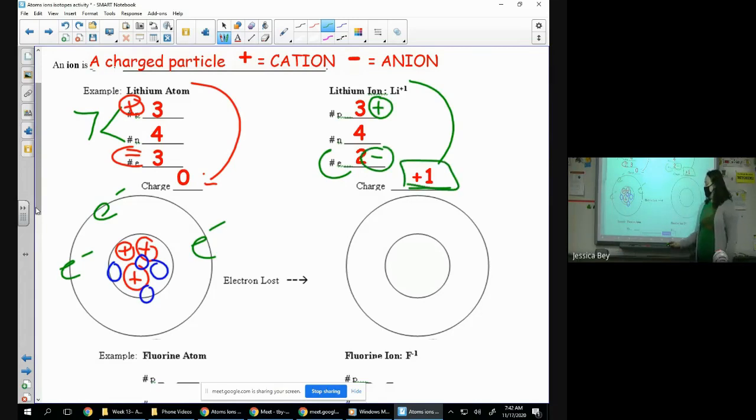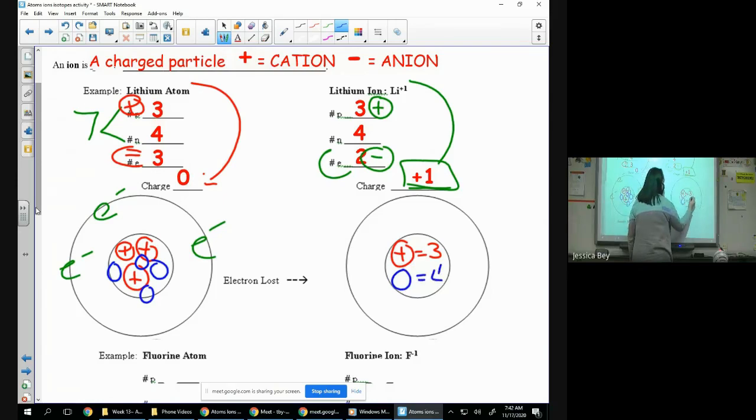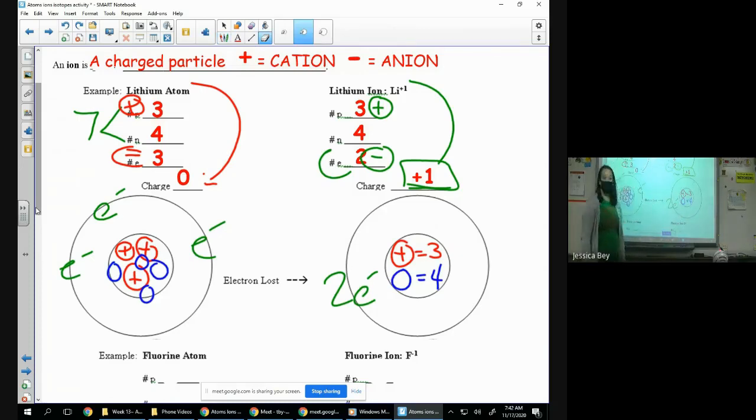I want to show you another way you can do the nucleus because it will get very annoying to draw all of them. If you would like, you can say, how many of these guys do I have? I got 3 of them. How many neutral ones do I have? I have 4 of them. And then if you don't want to draw every single thing, you can also write it like that.